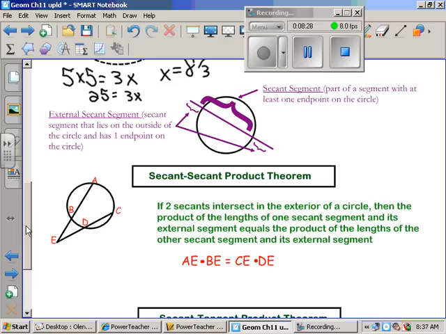Okay, so the secant product theorem says if 2 secants intersect on the outside of the circle, then the product of the lengths of one secant segment, so that's here, and its external segment equals the product of the other secant segment and its external segment. Okay?